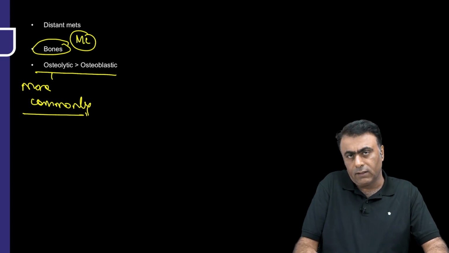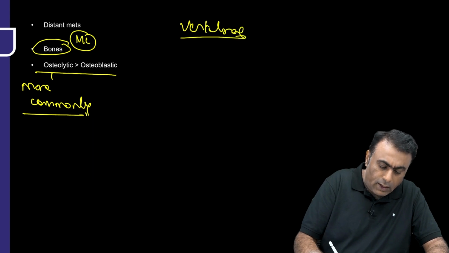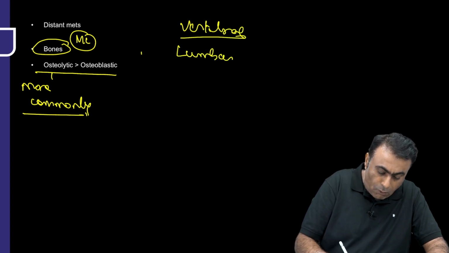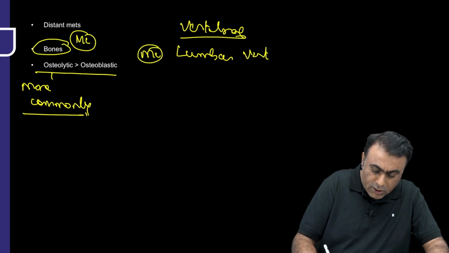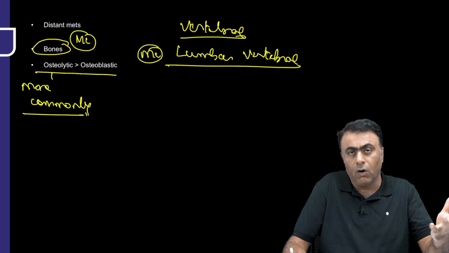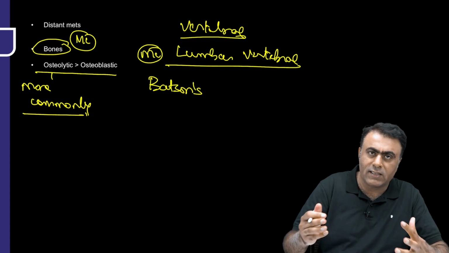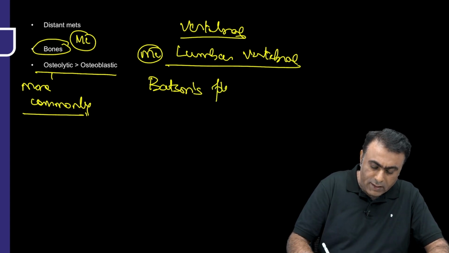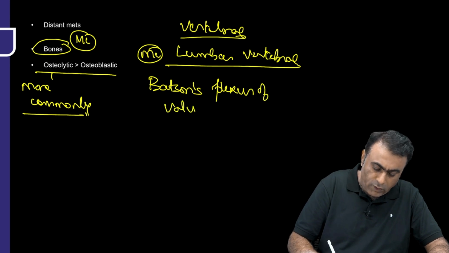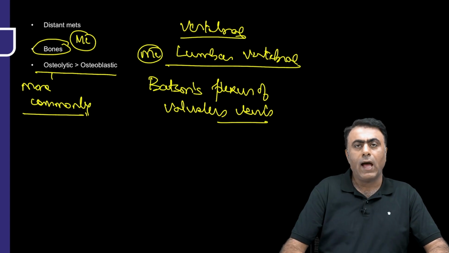Which bones does it affect? Yes, it most commonly affects the vertebra, and among the vertebra, it affects the lumbar vertebra. So the most common bone affected in a patient of breast cancer is the lumbar vertebra. And it is, as we all know, because of Batson's plexus. The tumor cells basically travel to the vertebra via Batson's plexus of valveless veins. So it is via this plexus that the vertebra get involved, and lumbar vertebra are the most common bones involved in a patient of breast cancer.